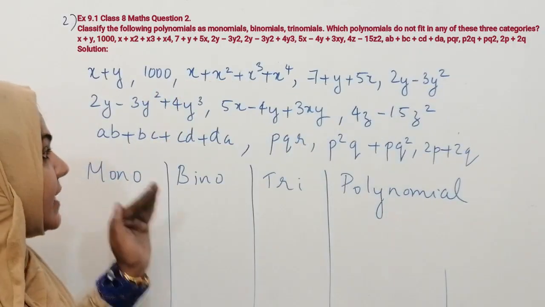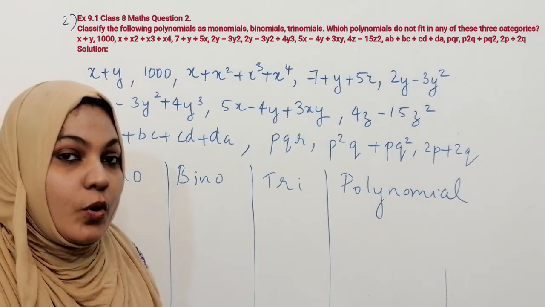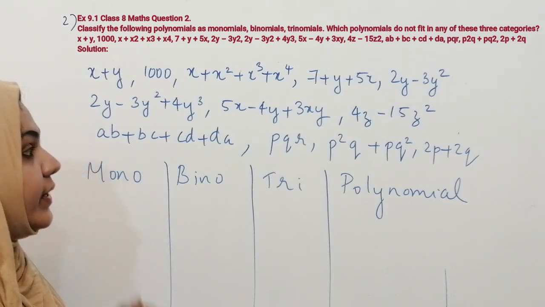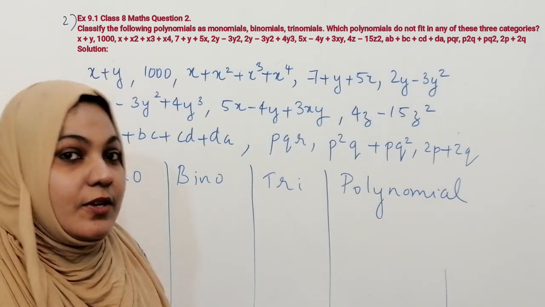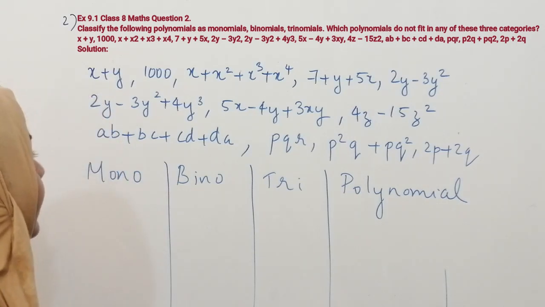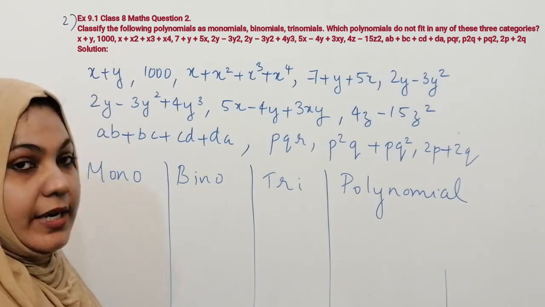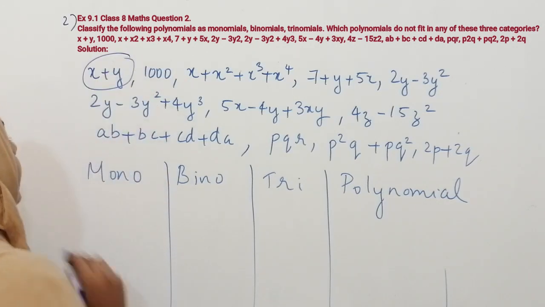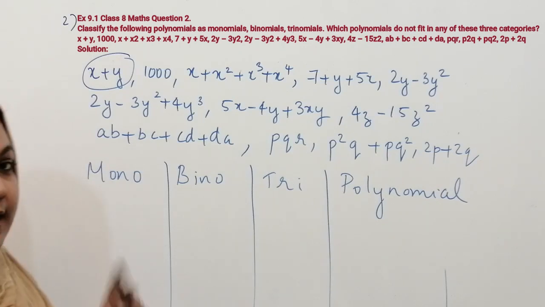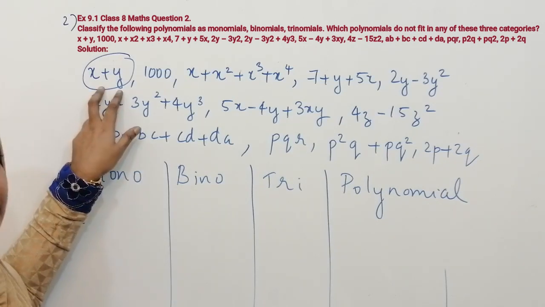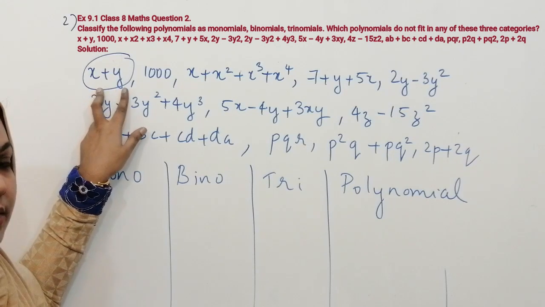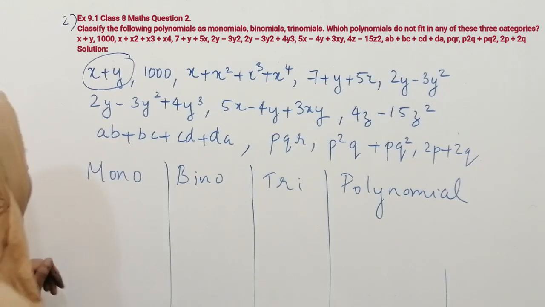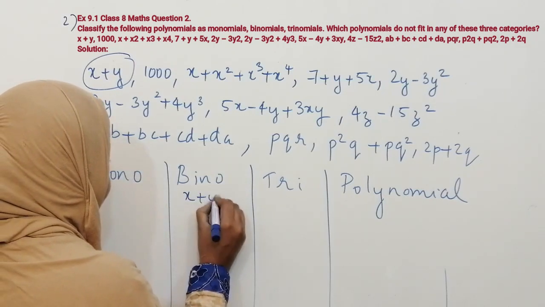Our second question is, classify the following polynomials as monomials, binomials and trinomials. Which polynomials do not fit in any of these categories? So let's solve our question. So let's categorize monomial, binomial, trinomial and polynomial. So here the first one is x plus y. In this expression you can see there are two terms. x plus y is an algebraic expression. It comprises two terms separated by a plus sign. So we can write x plus y under the category of binomial.